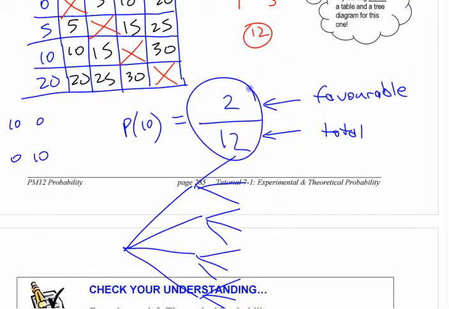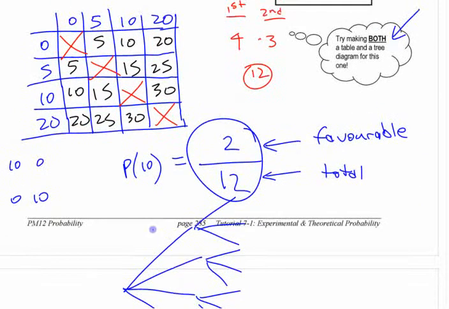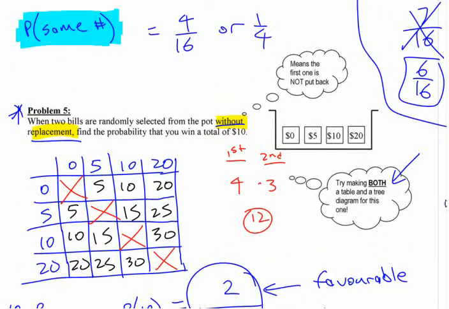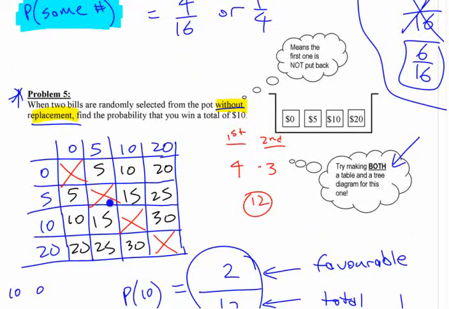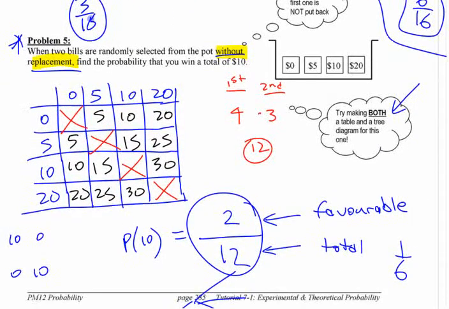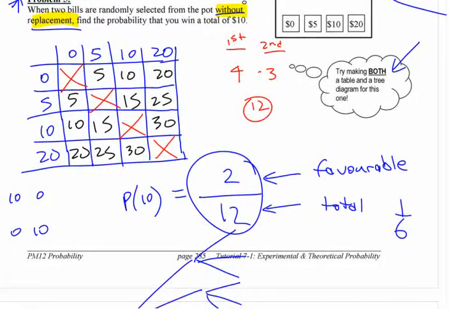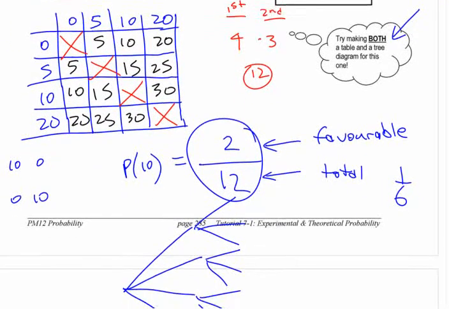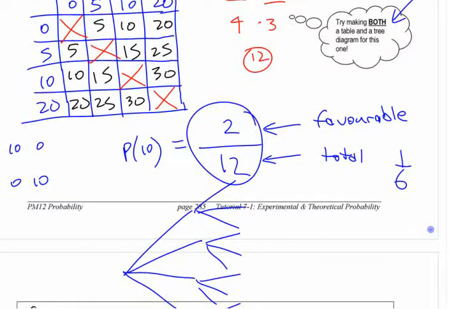This is 2 out of 12. Or 1 out of 6. If you compare that to the thing up above, in the previous one it was 3 out of 16 winning $10. In this game it's 2 out of 12. Which one has the better chance of winning $10? The first one, right? 3 out of 16.